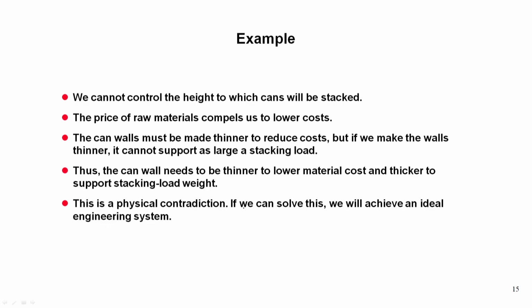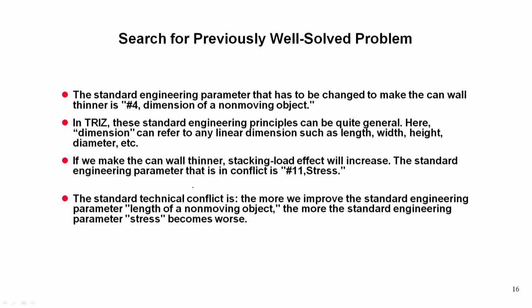There are many examples, like in the can problem, where we cannot control the height to which cans will be stacked or the price of raw materials. The can walls must be made thinner to reduce cost, but if we make the walls thinner, it cannot support a large stacking load; it is going to buckle. The can wall needs to be thinner to lower material cost and thicker to support stacking load weight, a contradiction, and then you can map it in terms of a technical contradiction.